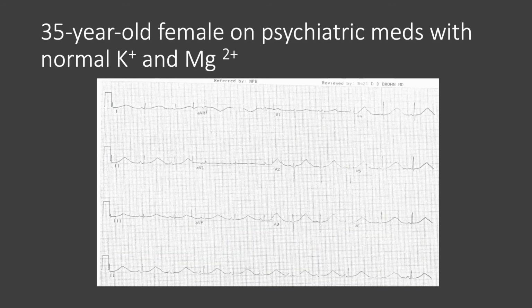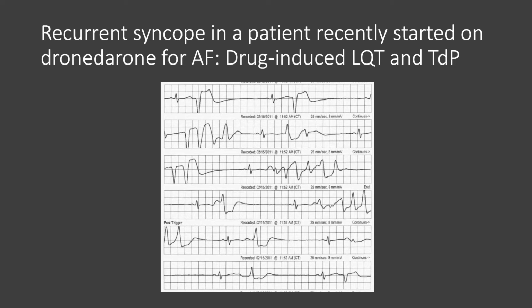This is an EKG from a 35-year-old female at our hospital who is on psychiatric meds, who had a normal potassium and a normal magnesium, and you can see that she has a very long QT interval. This is a patient who had recurrent syncope after starting Multaq, or dronedarone, for atrial fibrillation, and this is an example of drug-induced long QT syndrome, and also some short runs of torsade de pointes.